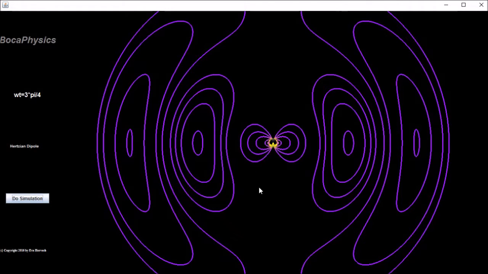And once again, we see the field lines growing out from the dipole. Two pairs of loops are produced each cycle. In these snapshots, we see the transition from the near field to the radiation field. The radiation fields are spherical waves.